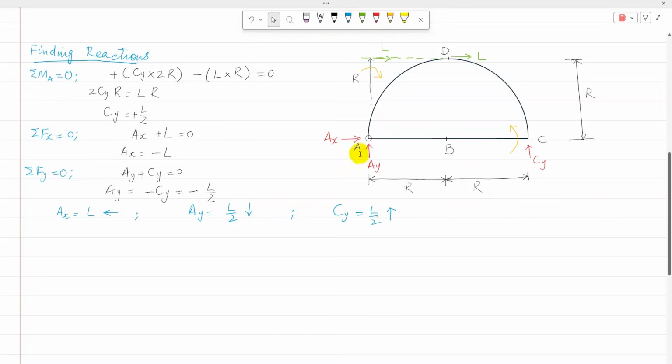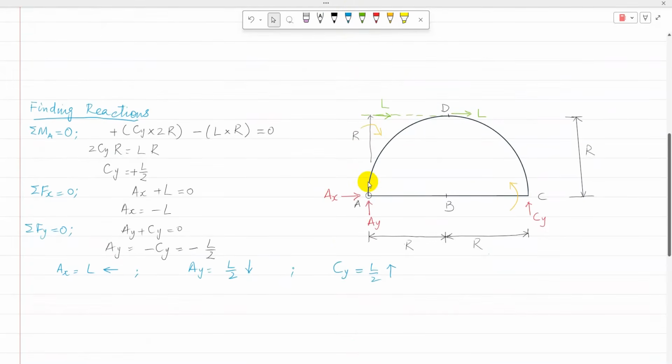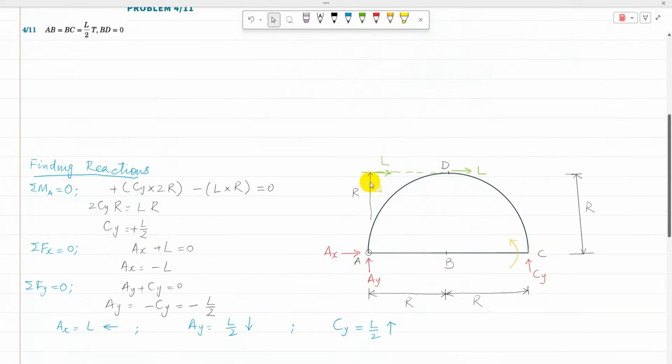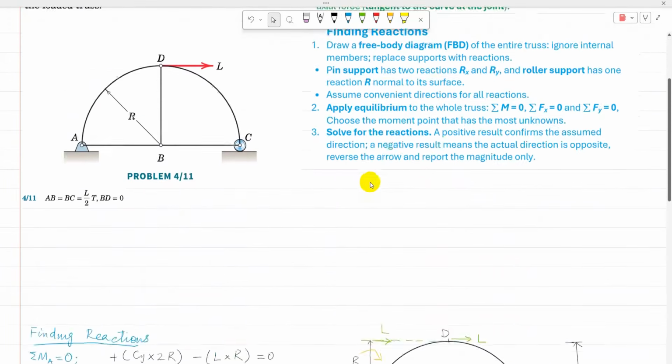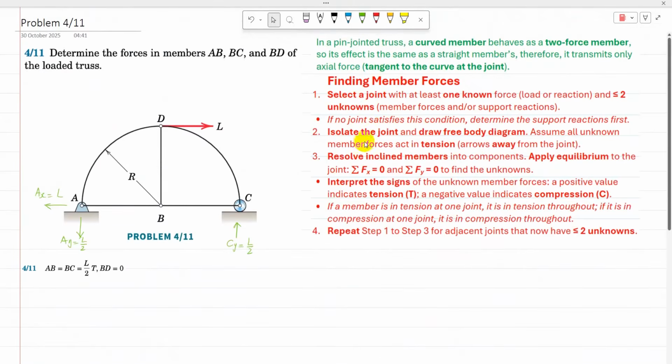So now I have found all the reactions, and then I can put those reactions on the truss. Once the reactions are found, we now need to select a joint with at least one unknown force.